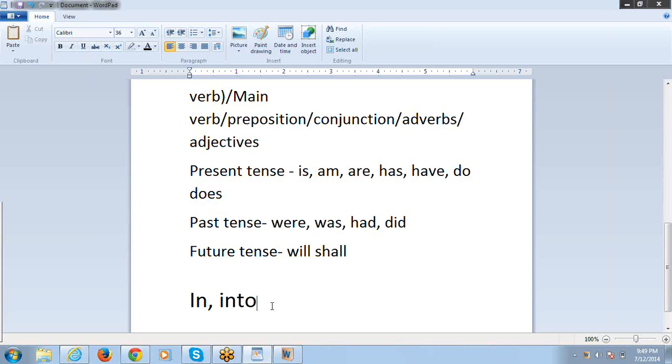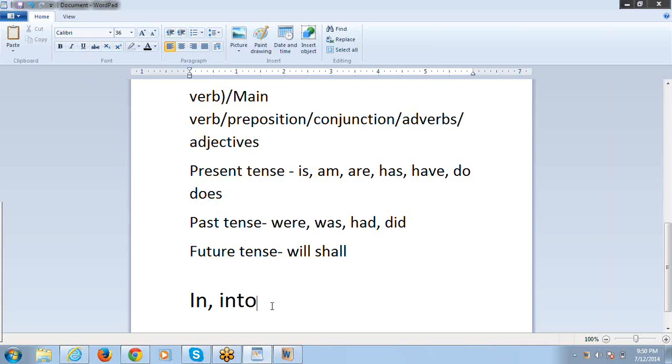For example, I'm sitting in my room. That means I'm not moving in my room. I'm just sitting inside. I have kept my laptop in the drawer, because my laptop will be there. It will not move.